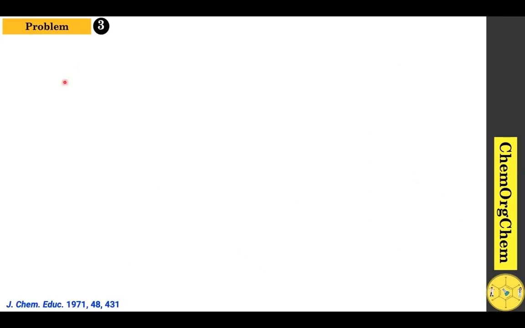Next, moving on to problem number 3. Now you look at this unsymmetrical diol. Due to the unsymmetrical nature, there is a possibility to produce a mixture of products.